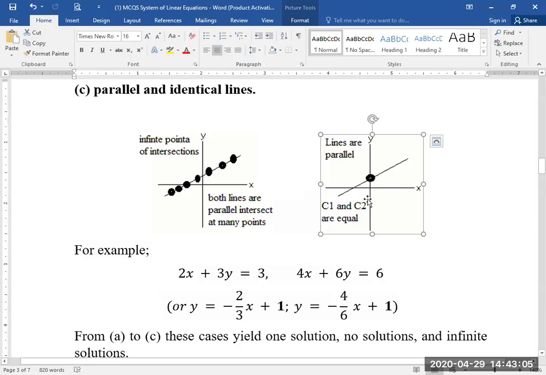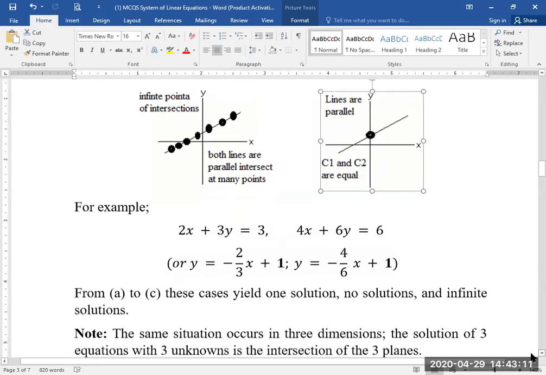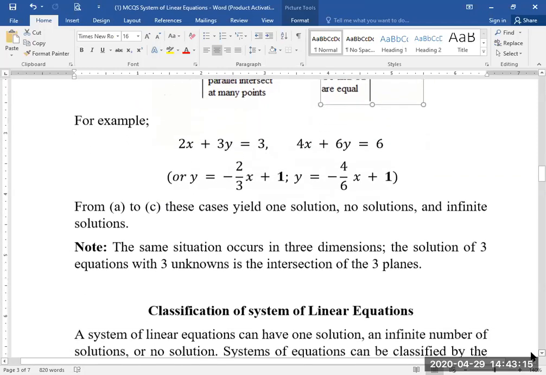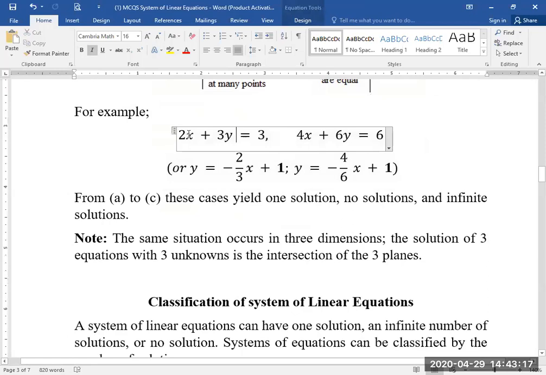Lines are parallel because they are not only equal in gradient, but also C1 and C2 are equal. Okay, I have considered two equations. For example, this is equation number 1 and another is equation number 2.